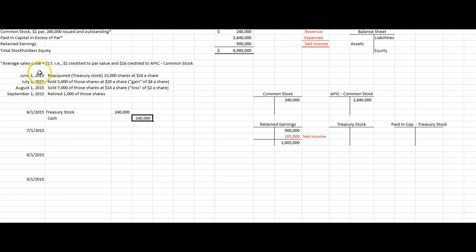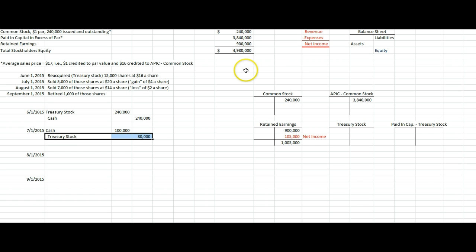Then on July 1st, we sold 5,000 of those shares of stock at a gain, in quotes, of $4. So we got $100,000 cash. Treasury stock we're going to credit. Stuff was on our books up here at $16 a share. So when we sell 5,000 shares, 5,000 times 16 means we're going to take $80,000 of that treasury stock off our books. That journal entry doesn't balance because we had a quote-unquote gain of $4 per share.